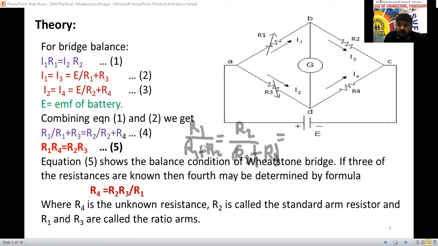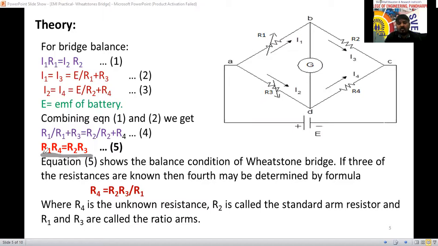into R1, and R1 into R2 you send to this side, and rearranging the equation, plus minus, LHS to RHS, by substituting and equating all these equations and rearranging the terms, we are going to get the final equation, that is R1 R4 equal to R2 R3. This equation will come to us. This is the equation for the bridge at the balanced condition. If the bridge is balanced, then R1 R4 equal to R2 R3.